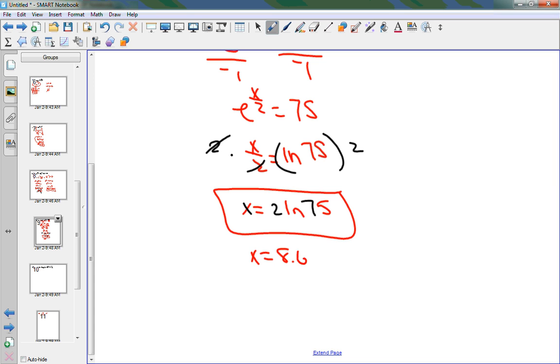I did it. 8.63. Sorry, I thought you said 8. How'd you type it in? 2 times natural log of 75. Oh, that might help with that. I did it.